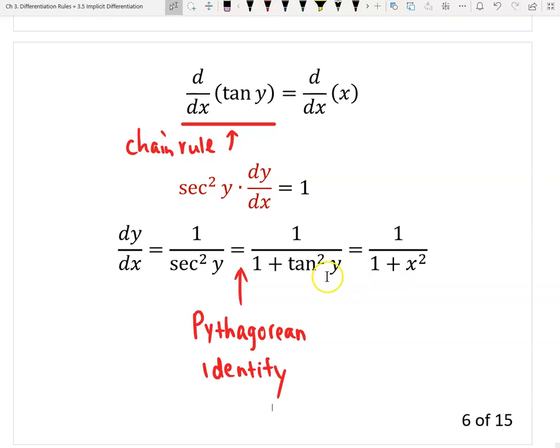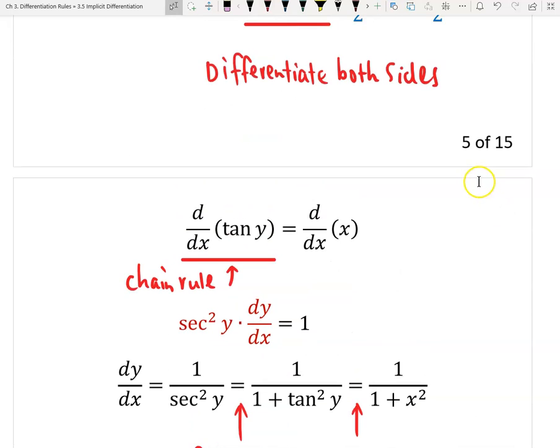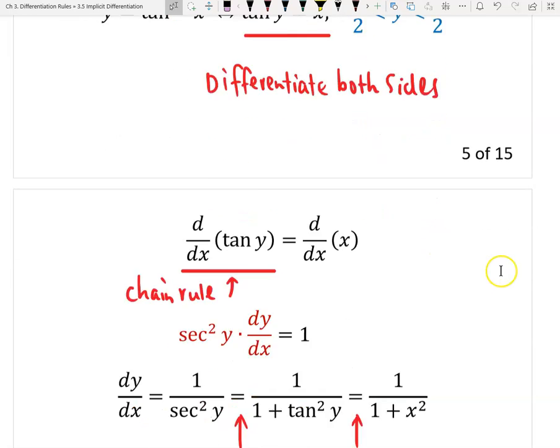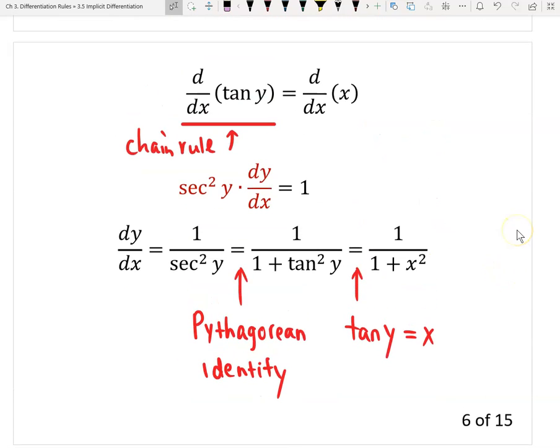Now the last step, of course, is easy because tangent y is x, right? From the beginning of this question, tangent y is x. That's the definition. Can you see? Tangent y is x, or we look back a little. Therefore, we plug back. So what do we get? This is the answer. And we finally have the formula: the derivative of inverse tangent is 1 over 1 plus x squared.